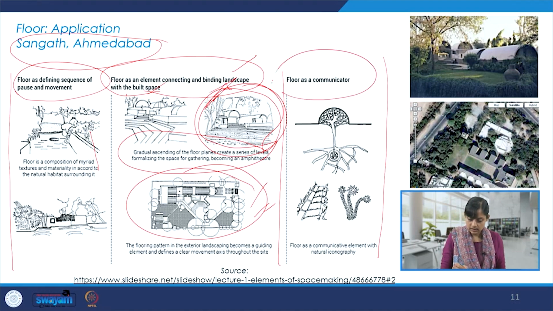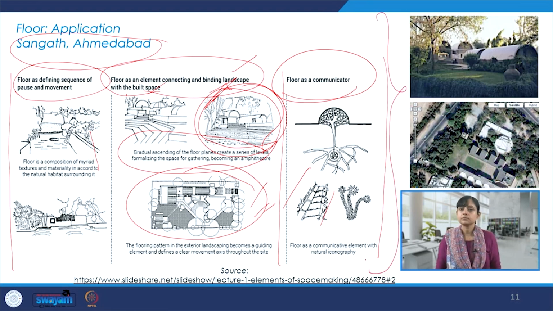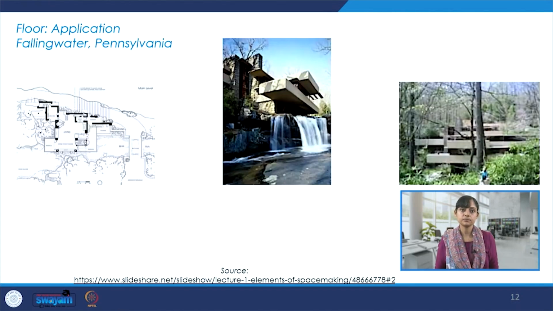And then floor as a communicator, the branching out of spaces, the kinds of stories that one understands through these building elements. So all of these actually are very crucial aspects of design, also having some philosophical underpinnings and some kind of symbolism, iconography, other than the functional aspects. These are also very, very interesting and important parts for a designer to understand.